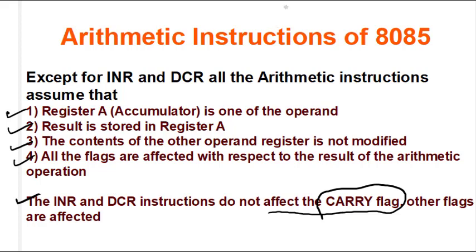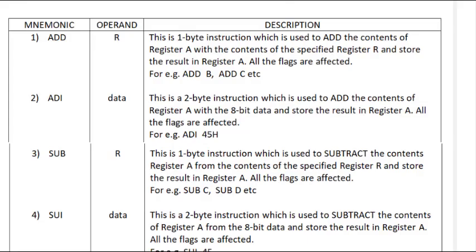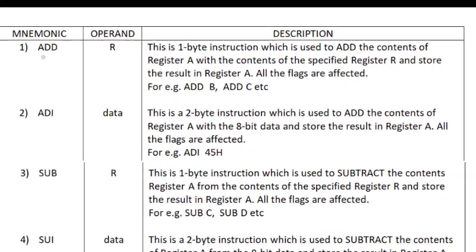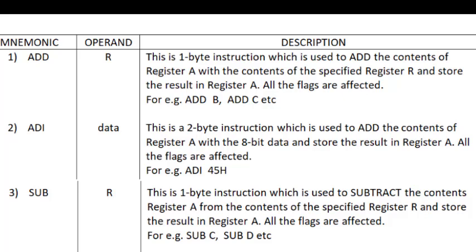Now let us see the instructions of 8085. The first arithmetic instruction is ADD R. ADD R is a 1 byte instruction. It adds the contents of register A with the contents of the specified register R. Here R can be any register: A, B, C, D, E, H, L. And all the flags are affected. So ADD B, ADD C are examples.